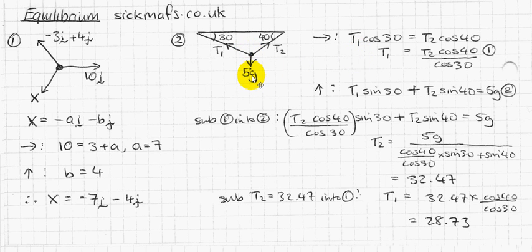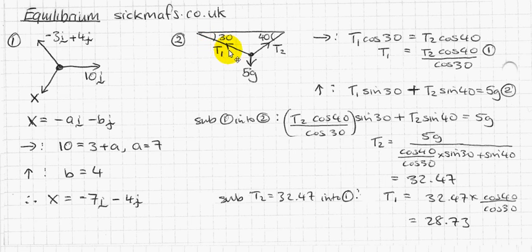What is g? g is acceleration due to gravity, which is 9.8, and the way you work out the weight of a particle is you do the mass times the gravitational acceleration. So that's that. Resolving the forces horizontally, the horizontal component of T1 balances with the horizontal component of T2. So what is the horizontal component of T1? It's going in that direction, so you do T1 cos 30.